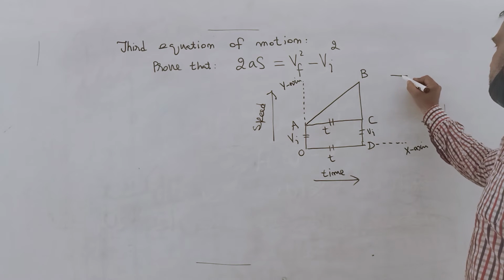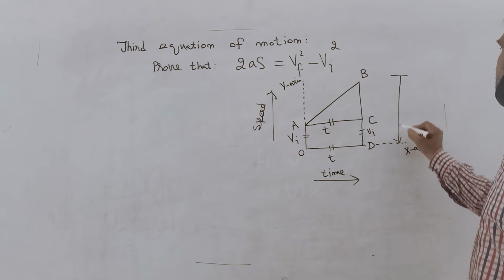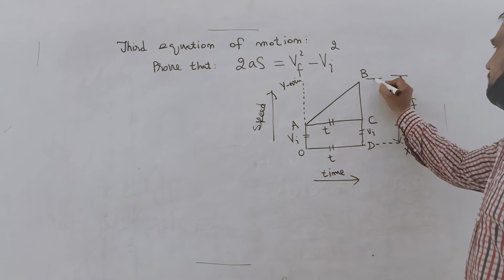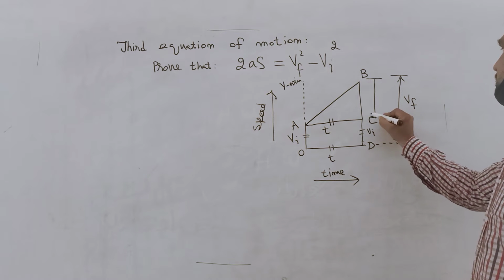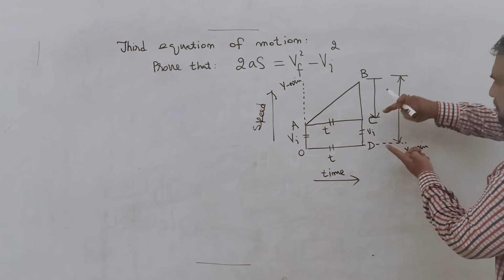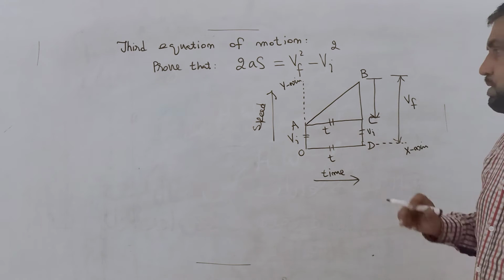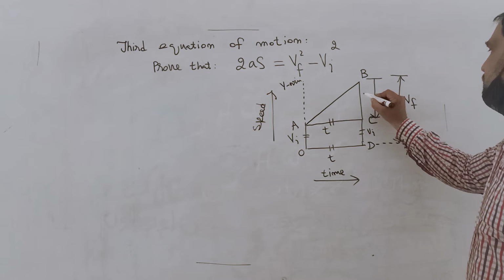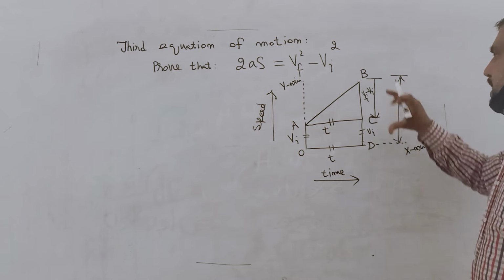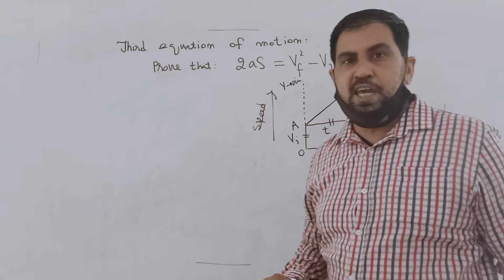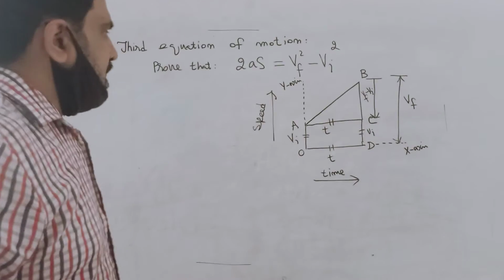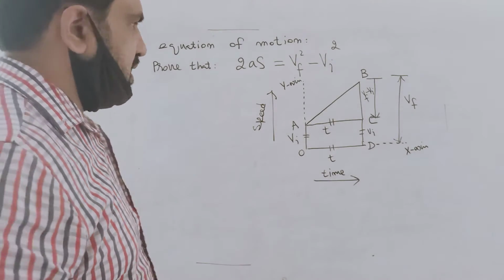BD is equal to final velocity and BC is equal to final velocity minus initial velocity, VF minus VI. BC is equal to change in velocity. Now we shall prove this equation.